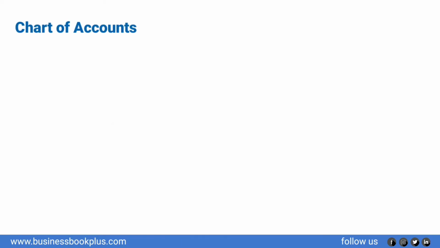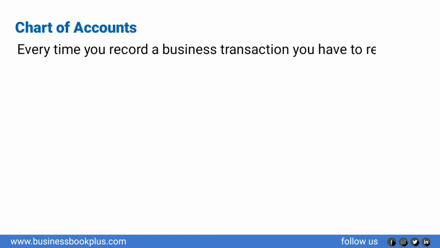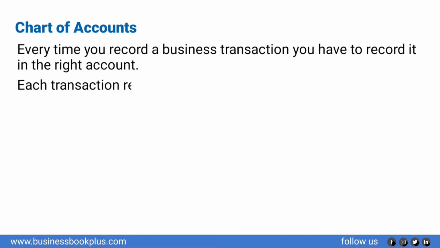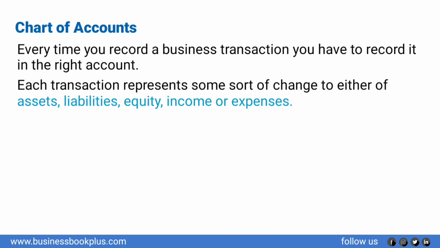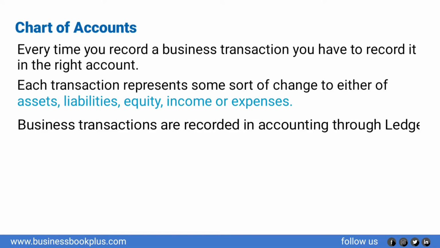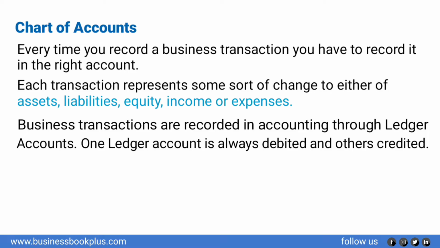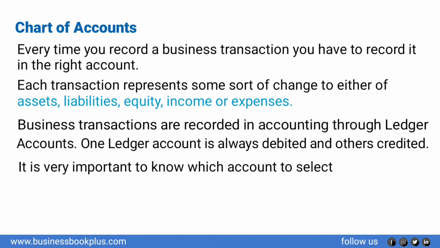Chart of accounts. Every time you record a business transaction, you have to record it in the right account. Each transaction represents some sort of change to either assets, liabilities, equity, income, or expenses. Business transactions are recorded in accounting through ledger accounts. One ledger account is always debited and the others credited. It is very important to know which account to select for debit and which to be credit.